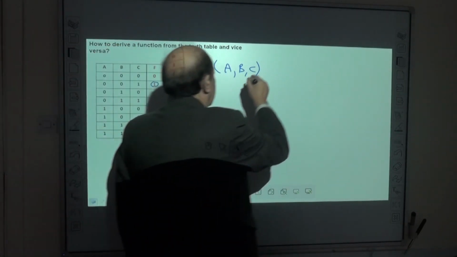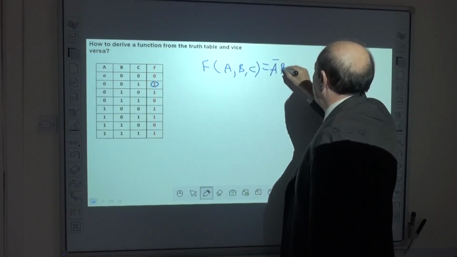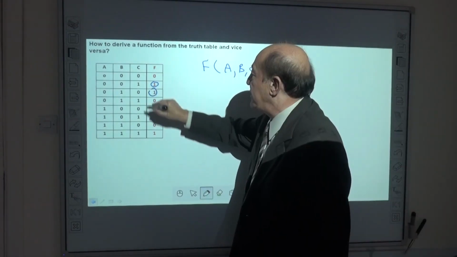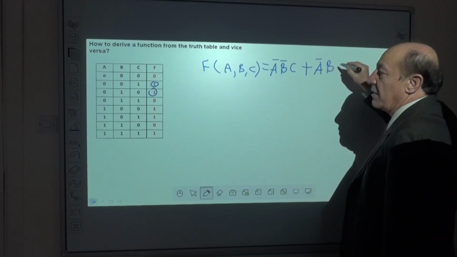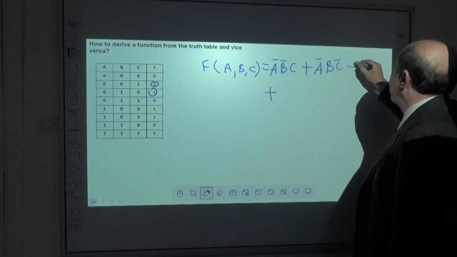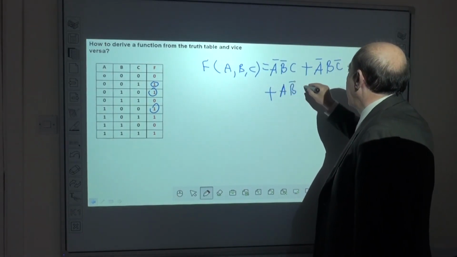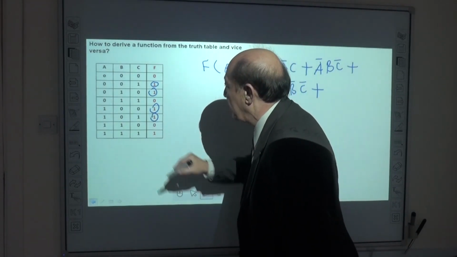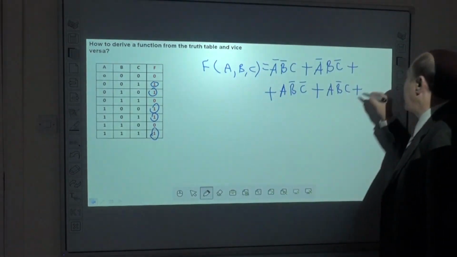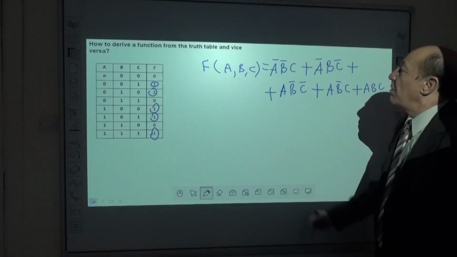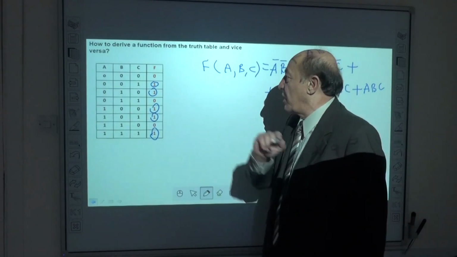So we can write: here, it is 1 when not A, not B, and C. The next state, here we have or 1 when not A, B, not C. Or in this state, A, not B, not C. Or in this state, A, not B, C, or in this case, A, B, C. So in this way, we derive the function in algebraic form from the truth table.